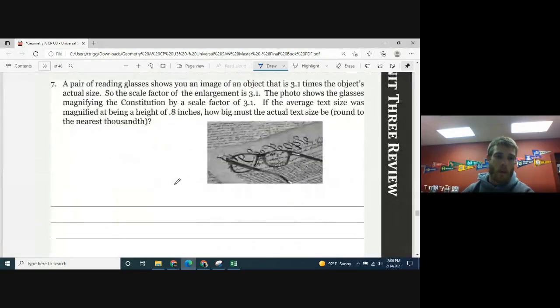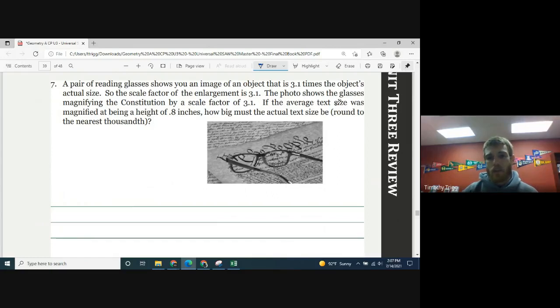Number 7, a pair of reading glasses shows you an image of an object that is 3.1 times the object's actual size. So this tells you the scale factor. In our case, the magnification factor, or the scale factor, is 3.1. The photo shows the glasses magnifying the Constitution by a scale factor of 3.1. So I basically just told you 3 times in a row that the scale factor is 3.1.